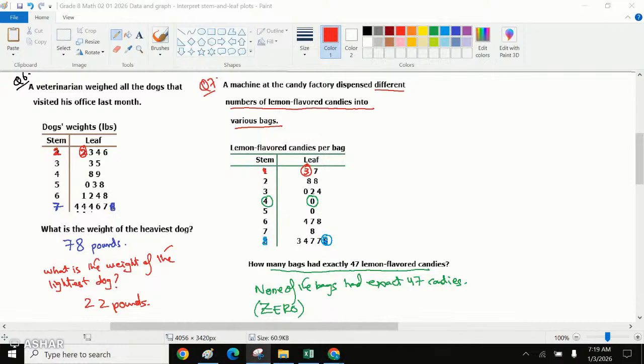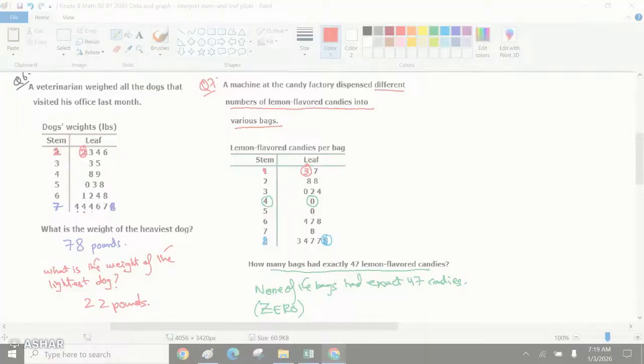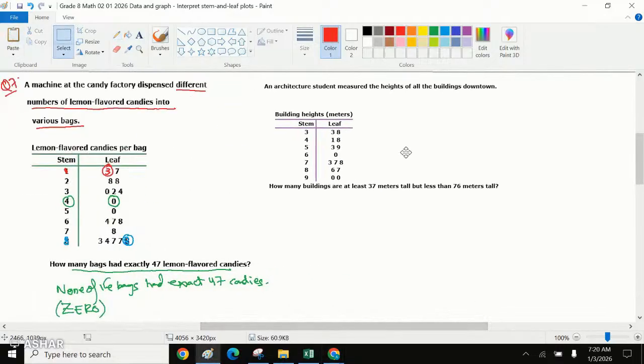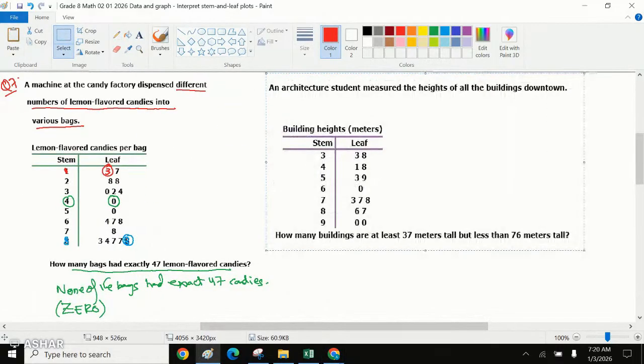The next question we have is an architecture student measuring the heights of the buildings. Okay, just a minute, I'll bring it on the screen. So this would be question number 8. An architecture student is measuring the height of all the buildings in the downtown. We always find a statement at the top of the stem and leaf. The stem and leaf would have a heading that defines what exactly the values in the stem and leaf are. So that means it's in meters.